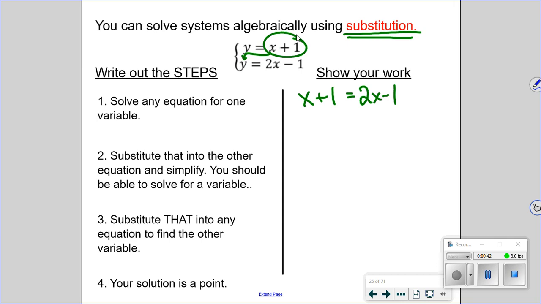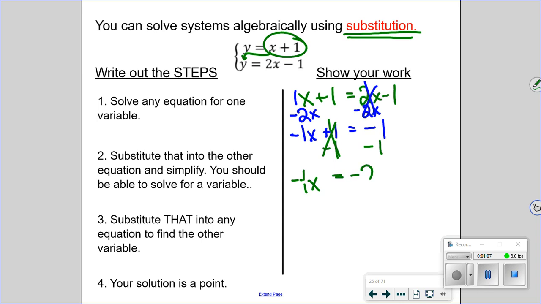The way I'm going to solve for x is I always like to get rid of the right variable first. Subtract 2x, subtract 2x. That crosses out. 1x minus 2x is negative x, or negative 1x, plus 1 equals negative 1. Drop down everything else. In order to get x all by itself, we're going to subtract 1, cross that out. Negative 1x equals negative 2.